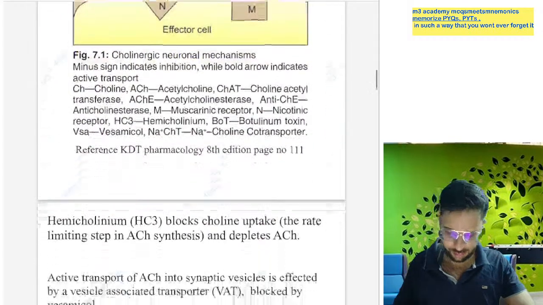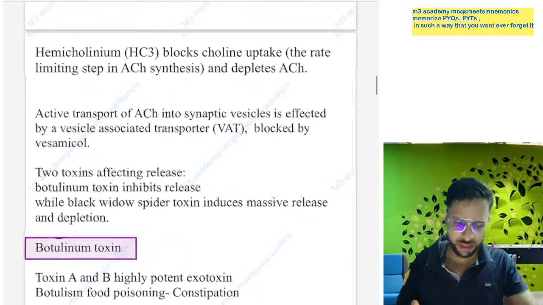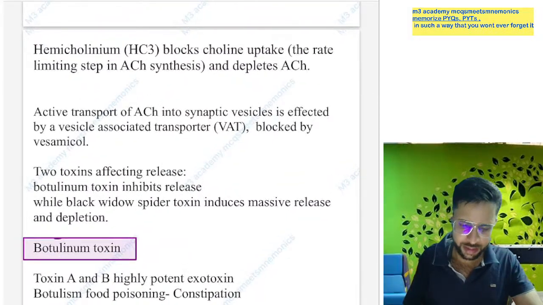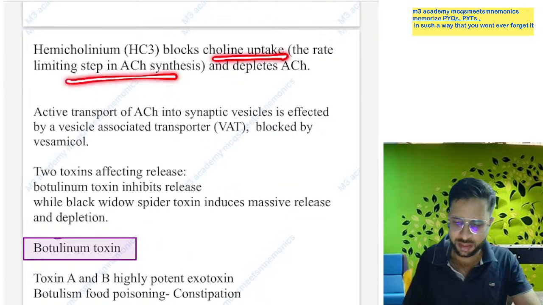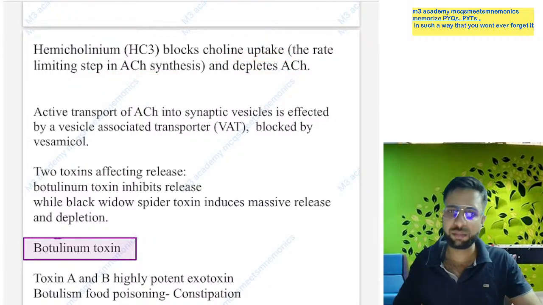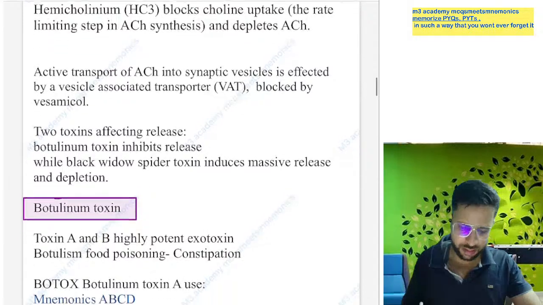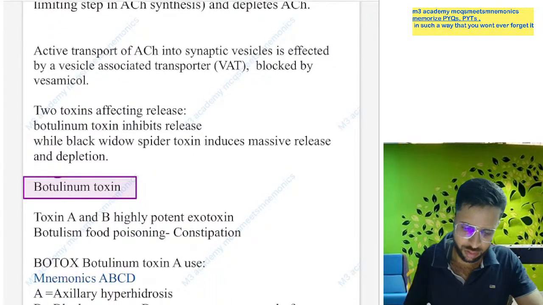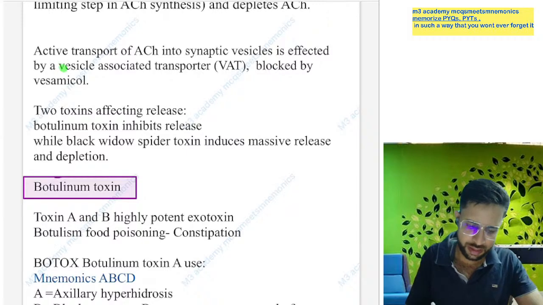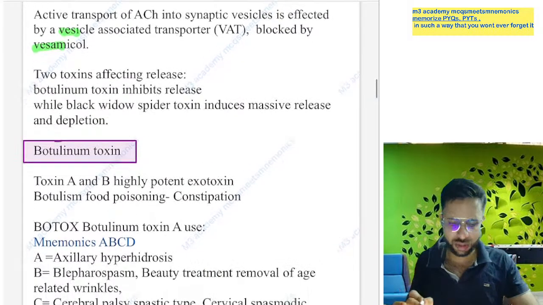Now, hemicholinium blocks the choline uptake. This is the rate limiting step in the synthesis. Hemicholinium, nobody is letting us inside. And the vesicular associated transporter is blocked by vesamicol. You can easily understand by the name, vesi. Vesamicol acts here.